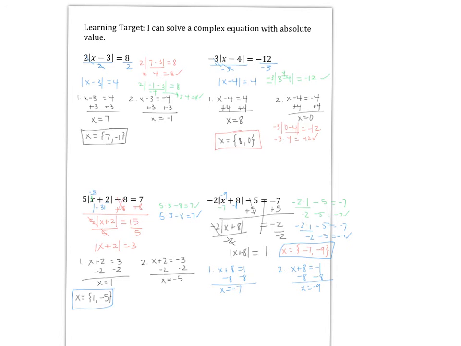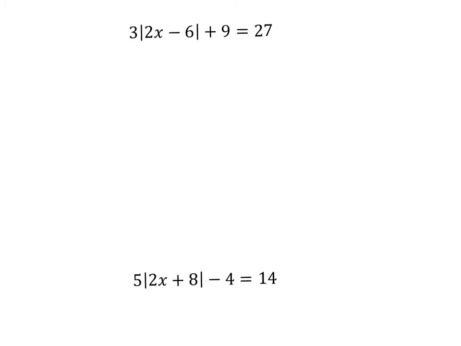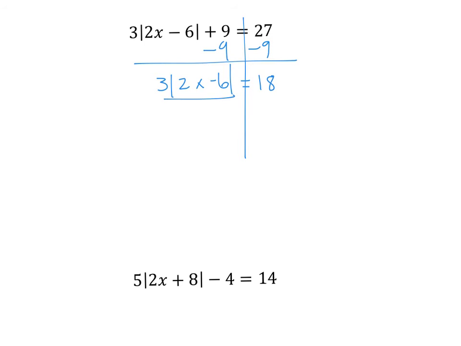Okay, let's continue on with the back side of the notes here. Let's continue with 3 times the absolute value of 2x minus 6 plus 9 equals 27, and let's isolate this absolute value. So I'm going to subtract 9 from both sides and get 3 times the absolute value of 2x minus 6 equals 27 minus 9, which is 18. Divide by 3 on both sides, and I get the absolute value of 2x minus 6 equals 6.